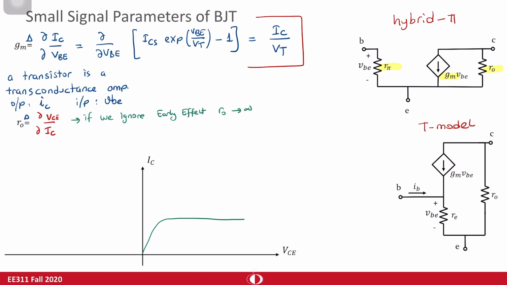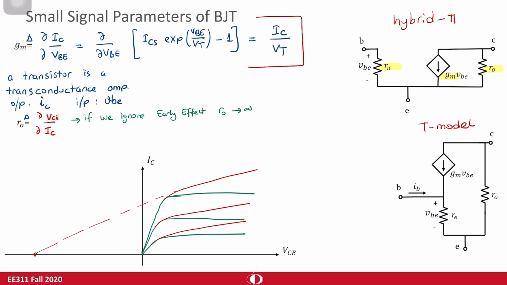Sorry for my bad drawing, but this is the ideal case with no early effect. But if you take into account the early effect, you will see that there will be some non-zero slopes in here, and all these lines are crossing at here. And the slope in here is in fact 1 over R0. Okay?